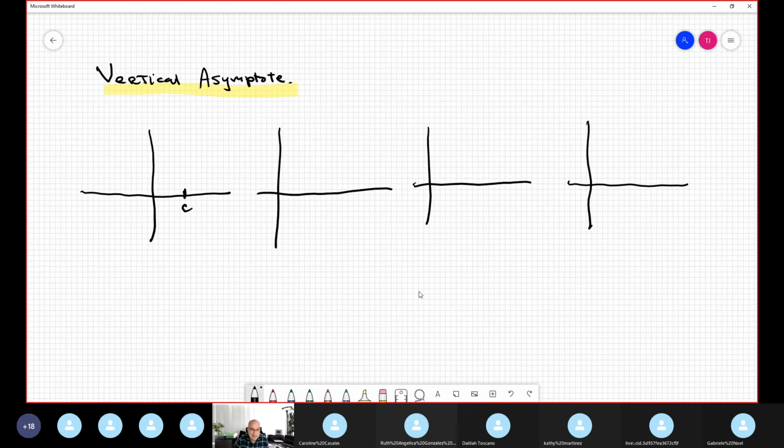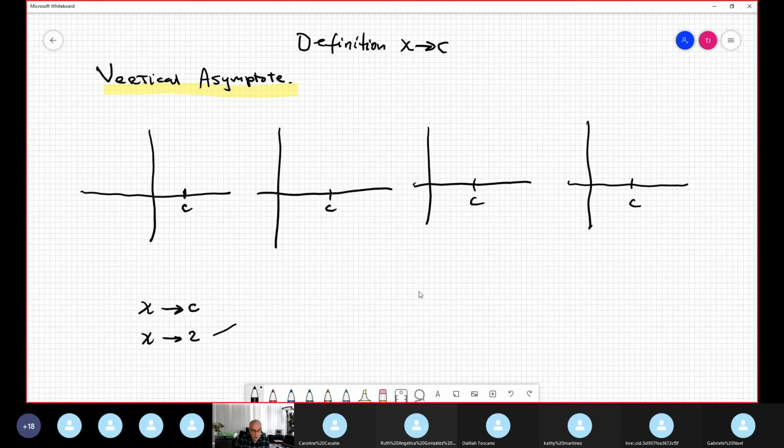Suppose one point here, I call it C. C may be a number, 2, 3, 4, 5. So the idea, the definition is when x approaches C. Approaching means, let me try to explain the idea of approach. Approach is not equal. Suppose x approaches 2. What does that mean? That you go close to 2. And you can go in 2 directions, for example, 2 plus and 2 minus.